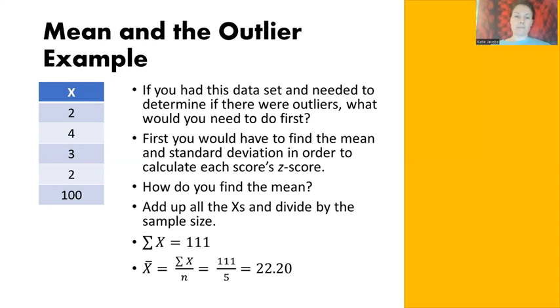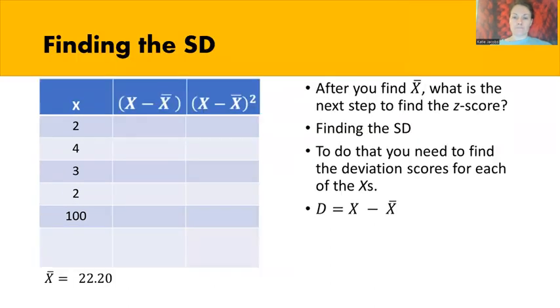So how do we find the mean? You're right, we take the summation of x and then we divide by the number of participants. So here we see that our mean is equal to 22.20. After we find the mean, what is the next step to find the z-score? Our next step would be to find the standard deviation. To do that, we need to find the deviation scores for each x value.